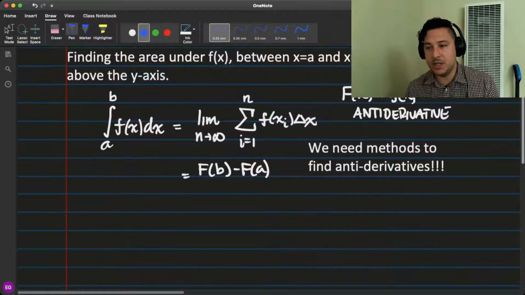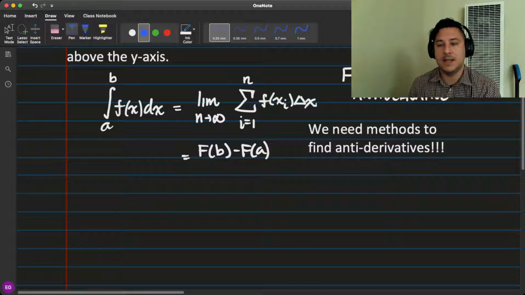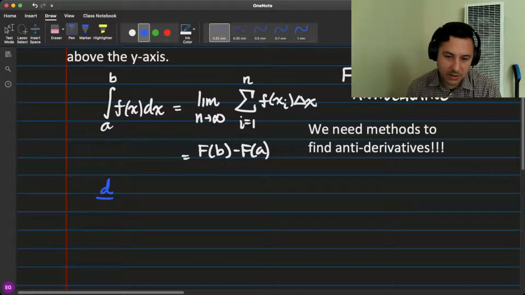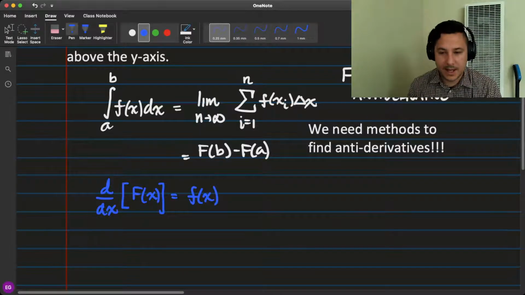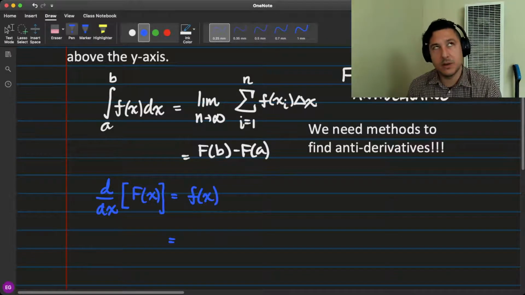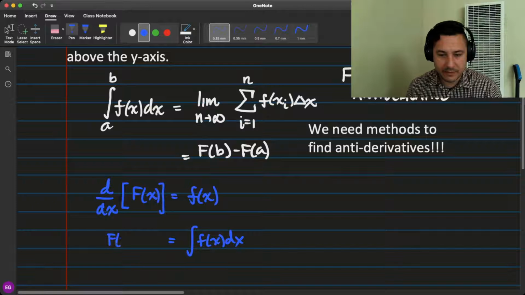Well, in some cases it's pretty straightforward because there's a duality, it's called, between the antiderivative and the function. Let's talk about this duality. We know that the derivative of the antiderivative equals your function. And the dual statement of this, I guess you could say, is that the indefinite integral of f of x dx is big F of x plus c.